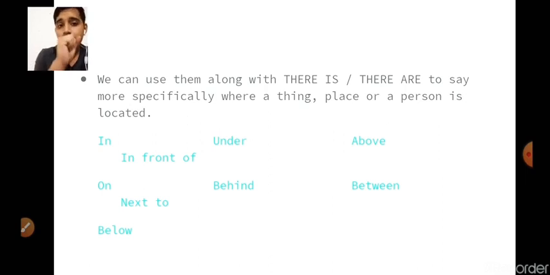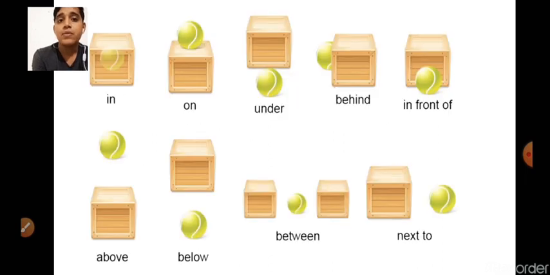We have in, under, above, in front of, on, behind, between, next to, and below. Let's go for some examples. We have here in, we have on, under, behind, in front of, above, below, between, next to.